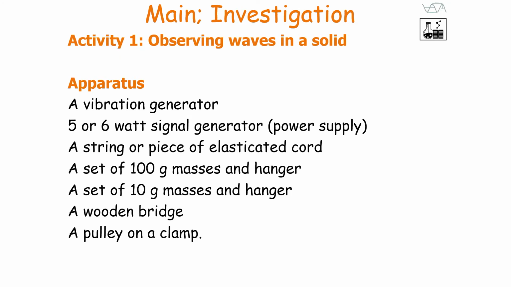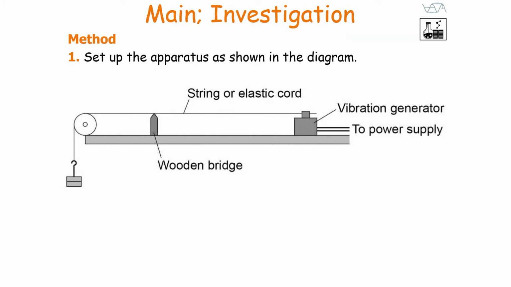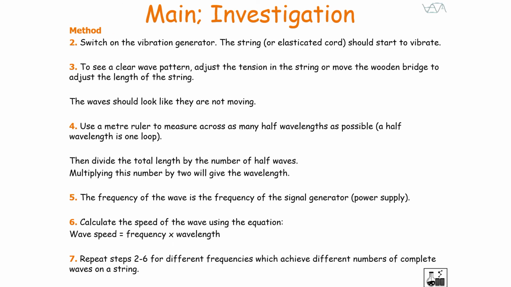So we would need a vibration generator, a signal generator, a string or a piece of elasticated cord, a set of masses, a wooden bridge and a pulley on a clamp, and we'd set up the apparatus as shown on the diagram. We would then switch on the vibration generator so the string or elasticated cord will begin to vibrate. We'd then see a clear wave pattern and then adjust the tension in the string or move the wooden bridge to adjust the length of the string so it would look like the wave is not moving.